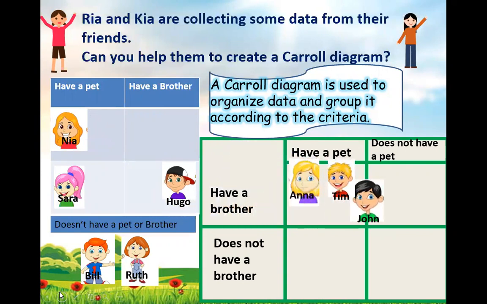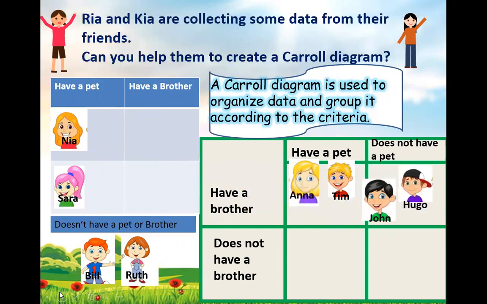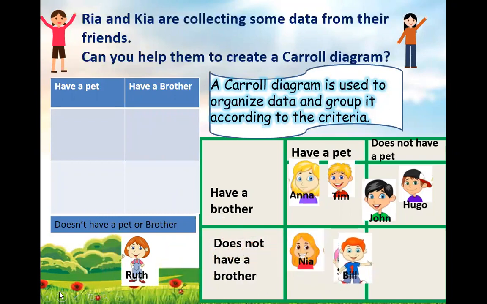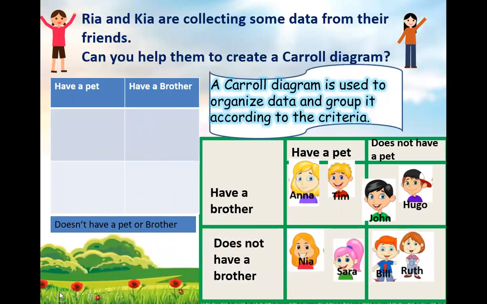Now, have a brother, does not have a pet. It's John and Hugo. Now, does not have a brother, have a pet. It's Nia and Sarah. Now, does not have a pet and does not have a brother. It's Bill and Ruth.